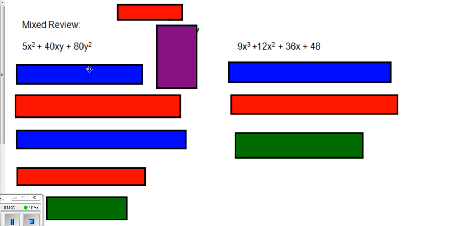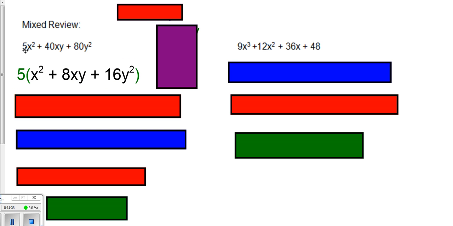And if we look at this, we can actually take out a 5 first before doing anything else. After we take 5 out, it leaves x squared plus 8xy plus 16y squared. So when we do our AC method, we'll actually be using these numbers instead of these numbers. So A would be 1, because it's a 1x squared. C would be 16y squared, so AC would be 16y squared.